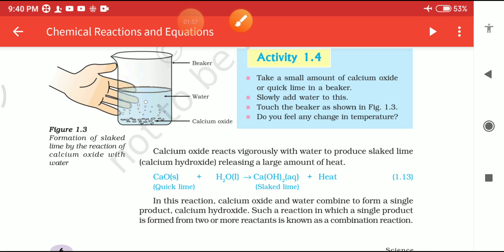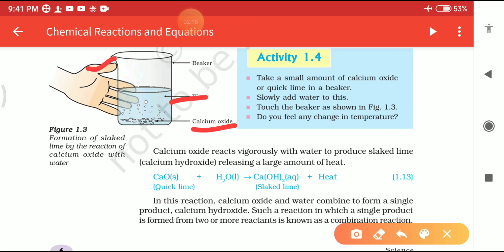Now see this activity. Take a small amount of calcium oxide or quicklime in a beaker. Students, this one is a beaker. In this beaker, calcium oxide is added. The symbol of calcium is Ca, and oxide is O. Water is your solvent and calcium oxide is your solute. Then you add the calcium oxide to the water.